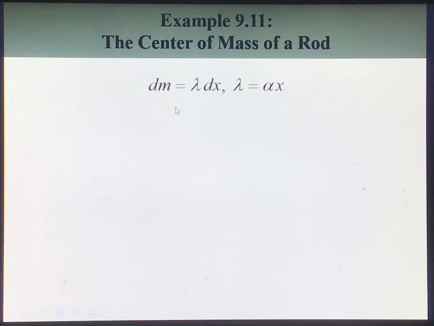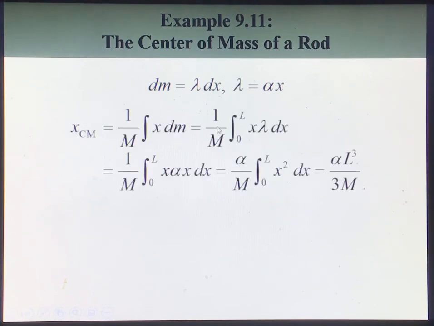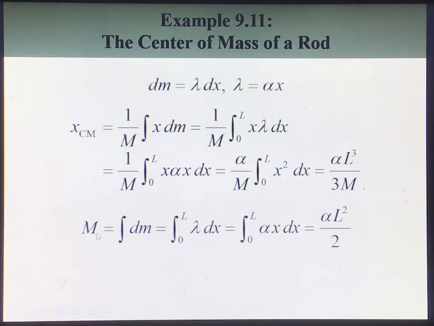So the way we solve this is that first of all you write your dm as lambda times dx, where your lambda is given by alpha times x. And then if you calculate your x center of mass, you just plug everything into this integral here. You get alpha over m, the integral from 0 to L of x squared dx. This will give you alpha L to the power 3 over 3m. Now the total mass is given by the integral of dm, which is the integral from 0 to L of lambda dx, which is equal to the integral from 0 to L of alpha x dx. So this will just give me alpha L squared over 2.